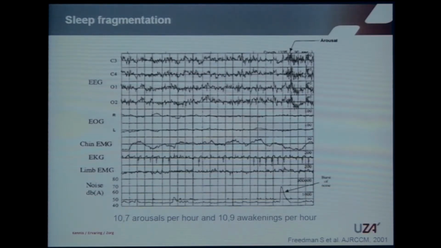And as you can see in this slide, there is some disturbance on the EEG signal, which is caused by noise. And this is happening about 10 times per hour for arousals and 10 or 11 times per hour for awakenings, which means that almost 20 times per hour you are aroused or awakened.